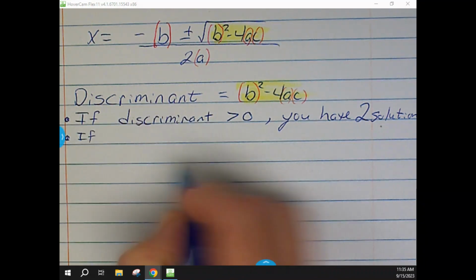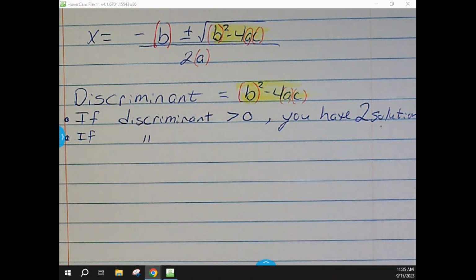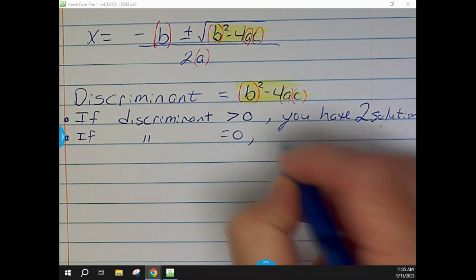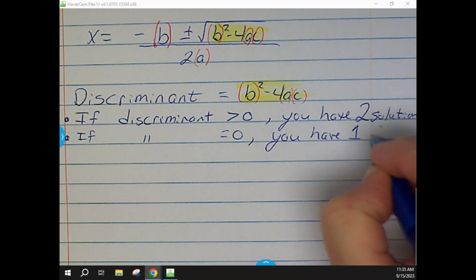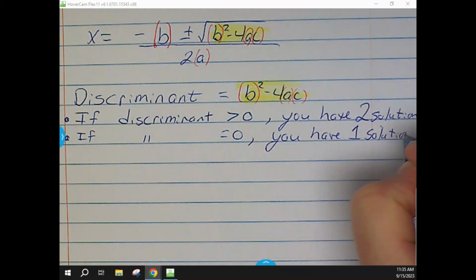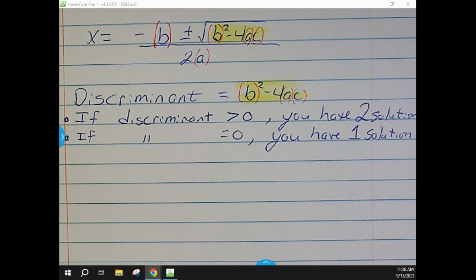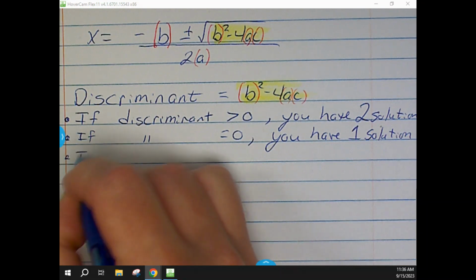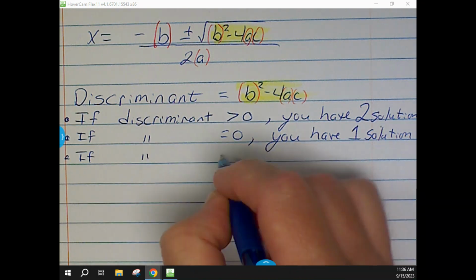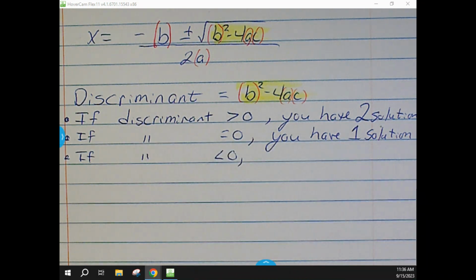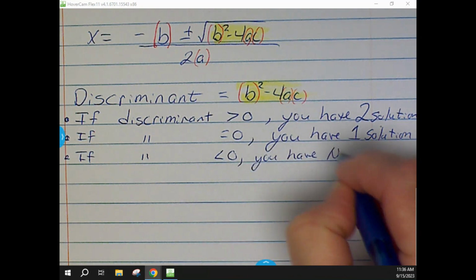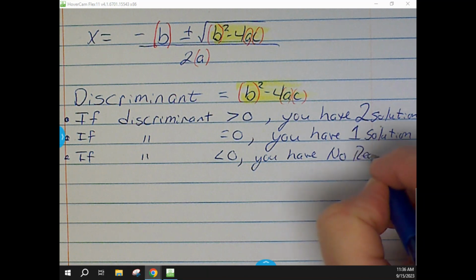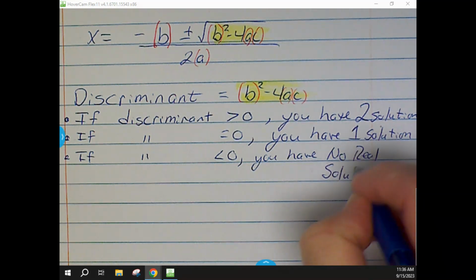All right, and if you don't want to write discriminant, just use parentheses or italics. So if the discriminant is equal to zero, you have one solution. And if the discriminant is less than zero, you have no real solutions.